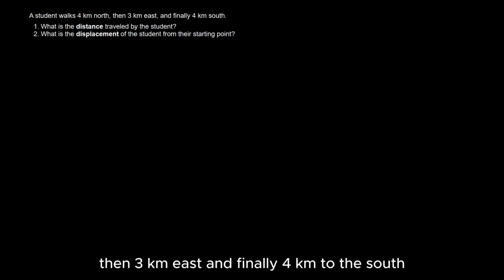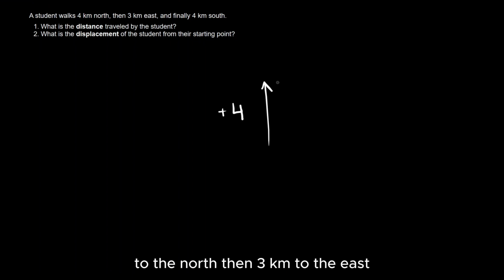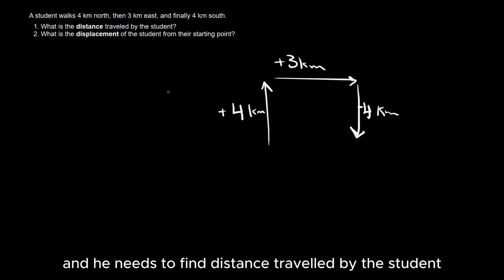Okay, so in this question, it says a student walks 4 kilometers north, then 3 kilometers east, and finally 4 kilometers to the south. So we have to draw this before calculating anything. So he walks 4 kilometers to the north, then 3 kilometers to the east, and finally 4 kilometers to the south. And he needs to find the distance traveled by the student.